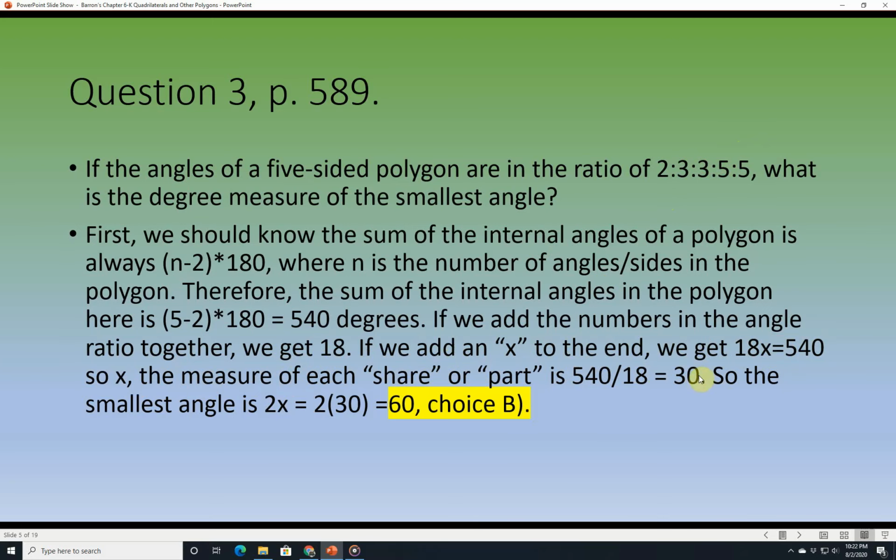Are we done with the smallest angle being 30? No, we are not, because it's 2. So we have to multiply 2 times 30 to get 60, which is choice B.